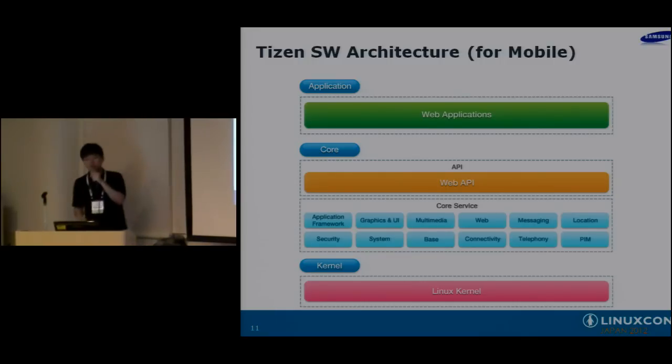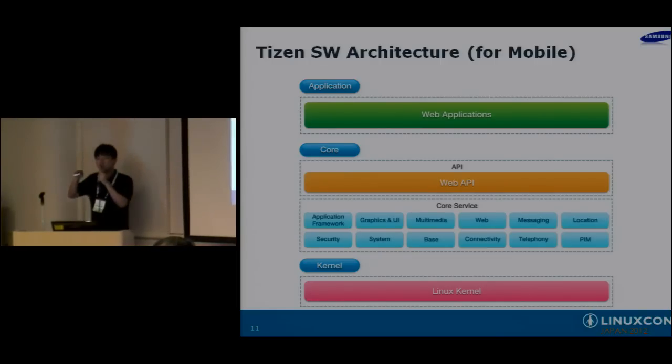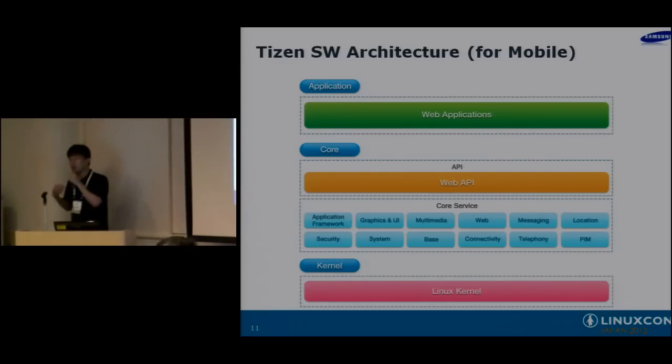There is a multimedia service, web service, messaging service, location service, security service, and system service. All those services are based on the native implementation. And on top of core services, we provided the web application development APIs. So basically, Tizen mainly focused on the web application development to third-party developers at this moment. So we provide web APIs, and on top of web API, there will be lots of web applications you will develop.